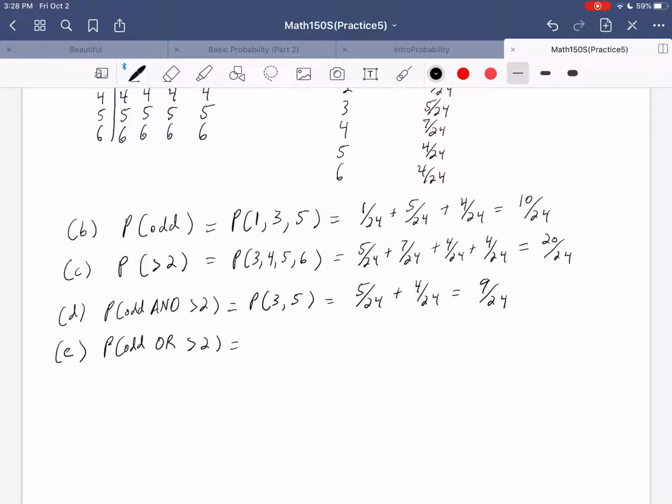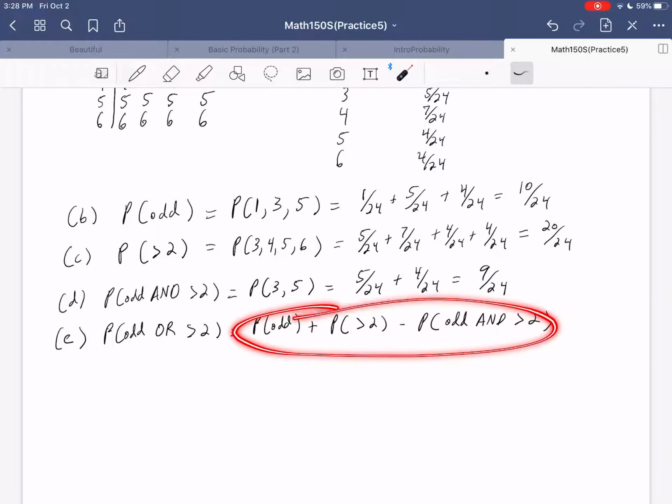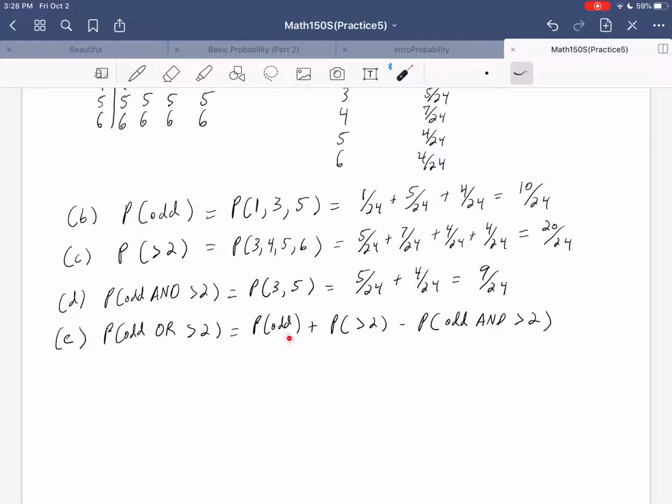So to do this, of course, we could just try to list out all the numbers that are odd, 1, 3, 5, all the ones that are greater than 2 that we haven't already listed, 4 and 6, or we can use the addition rule if we like. So we can say that this is the probability of odd plus the probability of greater than 2 minus the probability of odd and greater than 2. That's the addition rule. The reason I'm writing out the whole addition rule is that we just calculated all three of those things, so we might as well use them.